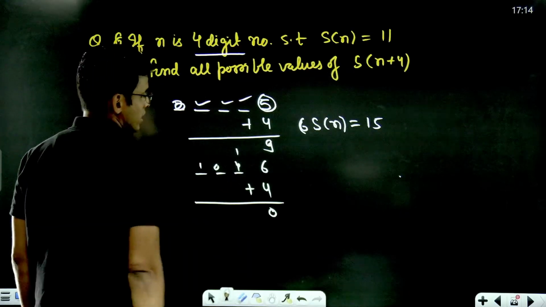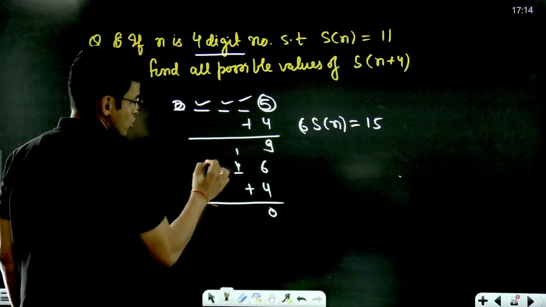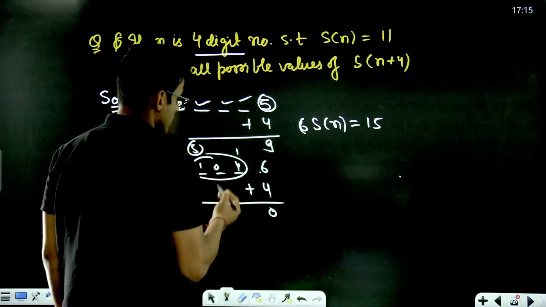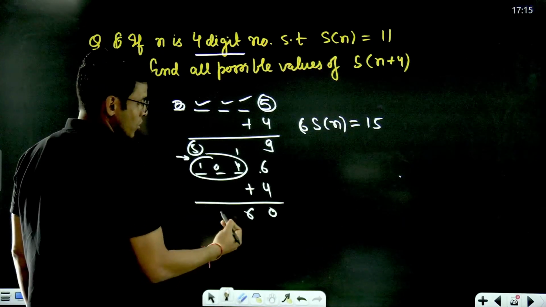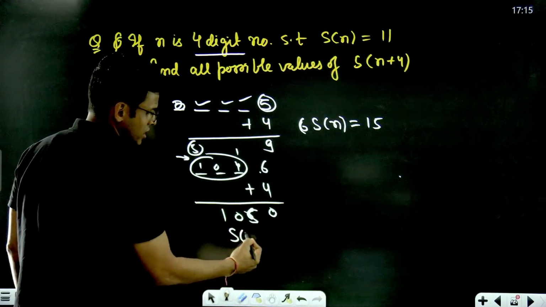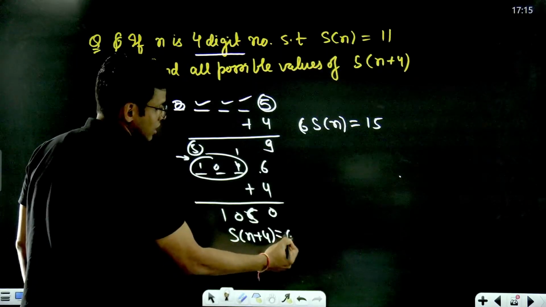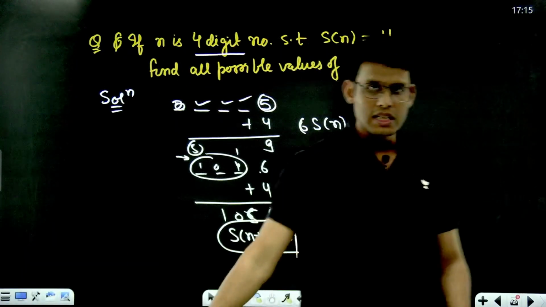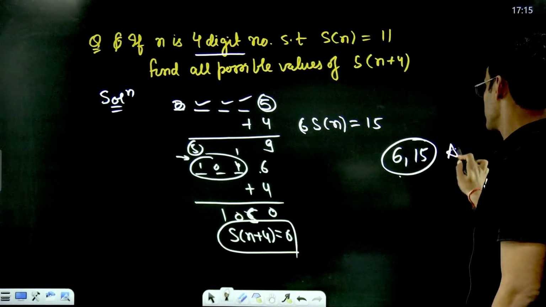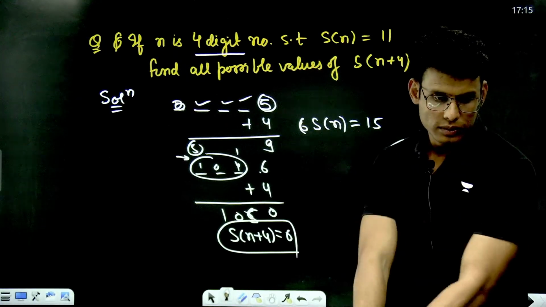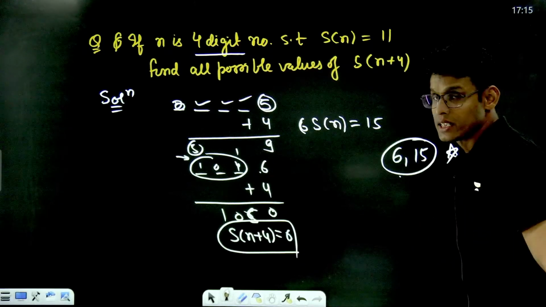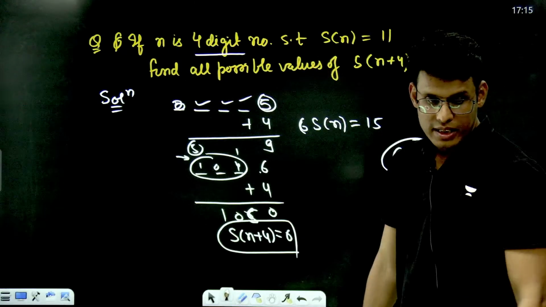In this case, you carry 1. So whatever the sum of digits was, you add 1 here. These are the only two options. There is no other possibility.